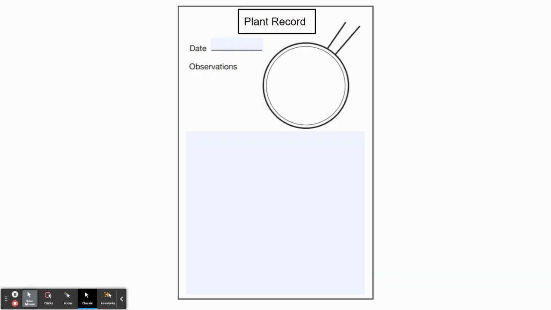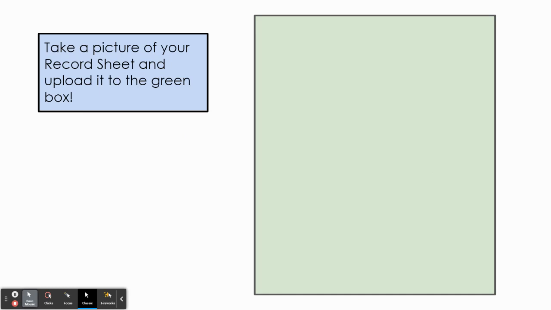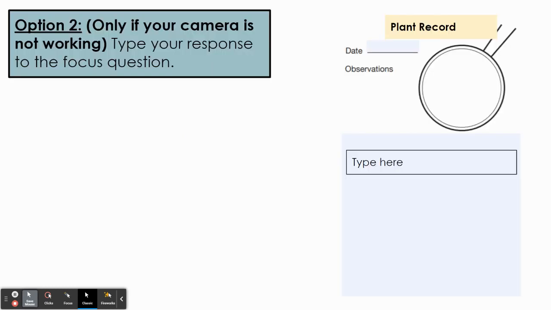Remember to record your information and your answers on your plant record sheet. Take a picture of that sheet when you are finished and upload it to this slide. Or only if your camera is not working, you can type your response here and then click submit.